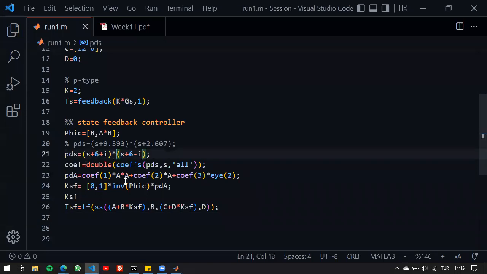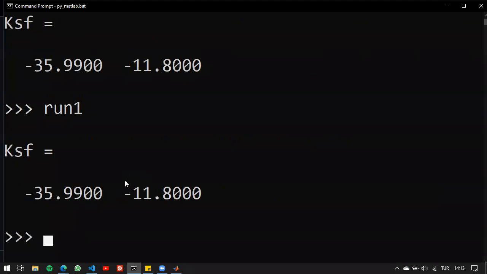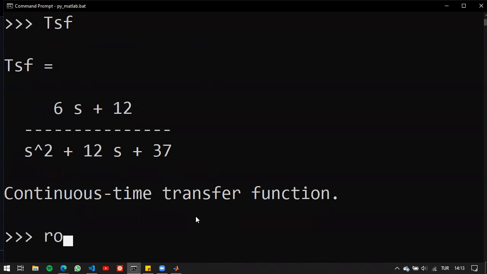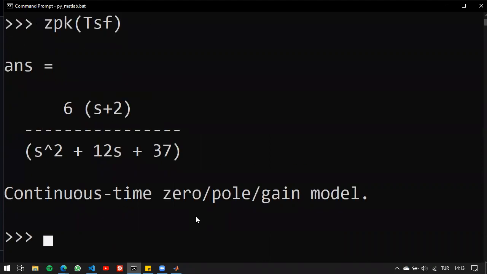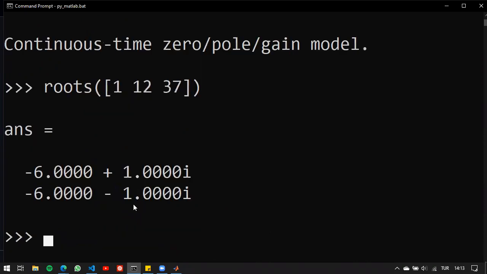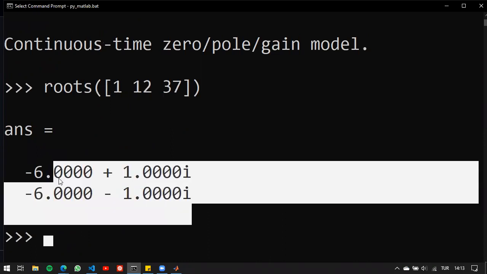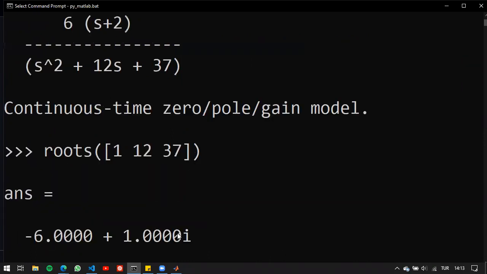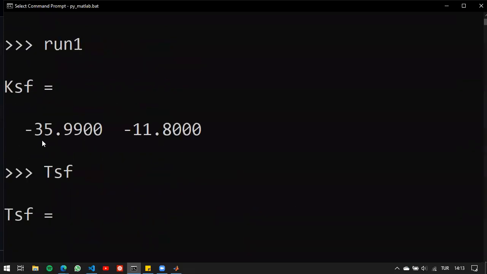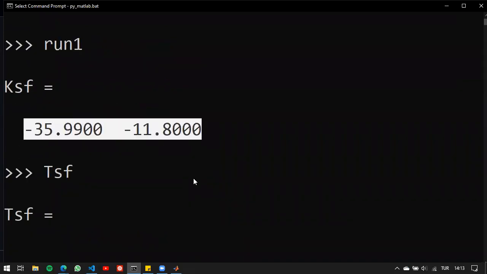Times here is missing. There we go. We end up in a certain K here. We have TSF. And if we look for ZPK TSF, well, the roots of the characteristic polynomial 1, 12, and 37, you see that they have exactly the values that we expected. And we have a certain state feedback controller.